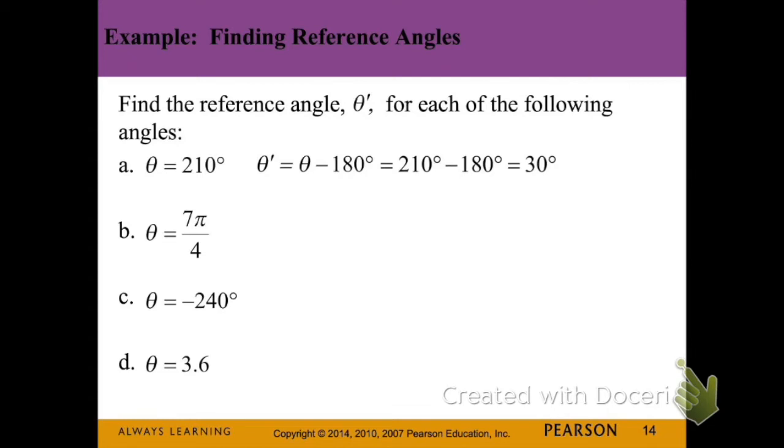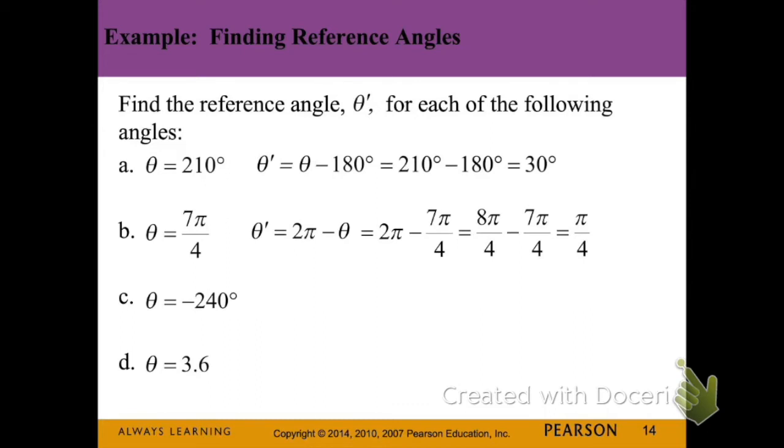Next we have theta equal to 7 pi over 4. This angle is in quadrant 4, so we're going to need to do 360 degrees minus our angle. The problem is, though, that our angle is in radians, so we need to remember that 360 degrees is the same thing as 2 pi. So we have 2 pi minus 7 pi over 4. We get pi over 4 as our reference angle.